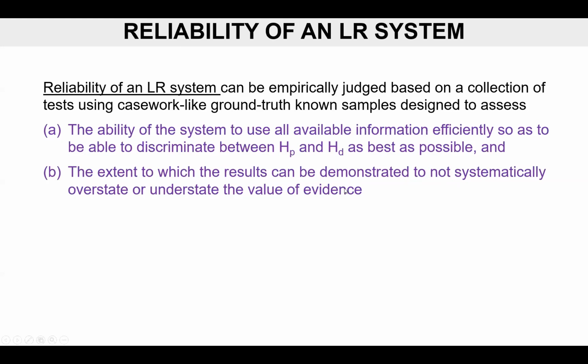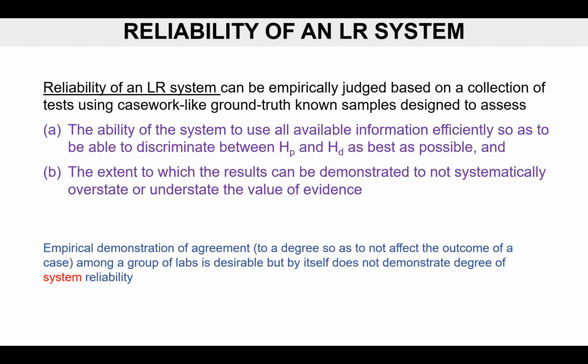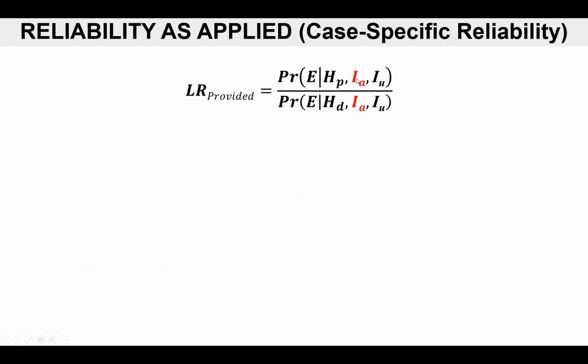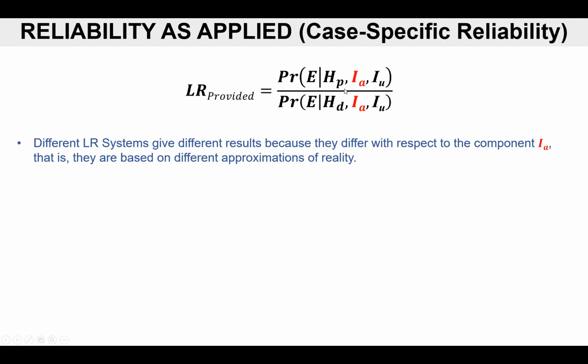Now, it's important to note that empirical demonstrations of agreement among different labs, though desirable, by itself don't demonstrate the degree of system reliability. There is also case-specific reliability, or reliability as applied, which was one of the components of FRE 702. So this formula we saw before: different LR systems give different results because they differ with respect to these models or assumptions they use in helping calculate this LR.